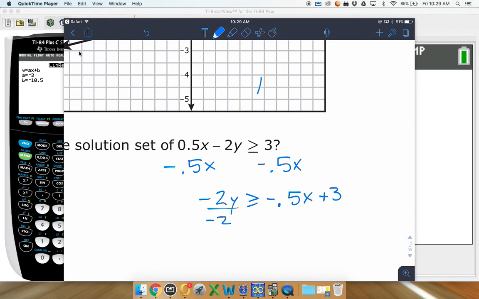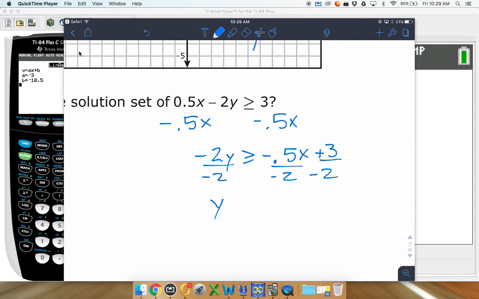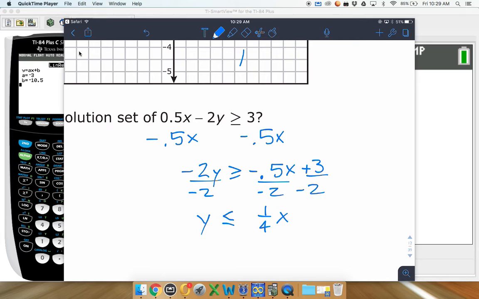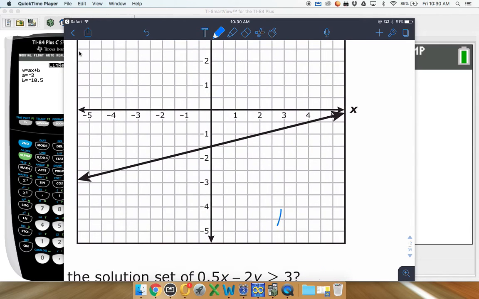Then you take the value in front of y and divide. What you have to remember is that when you divide by a negative, and we're dividing by negative 2 here, that flips your inequality sign. So it's actually a less than or equal to graph. Then 0.5 divided by 2 should be 1/4. The negatives cancel each other out. The y-intercept is not a clean one, but it's negative 3/2, which is about 1.5. So there's your negative 1.5.